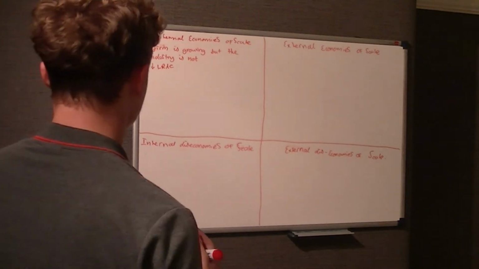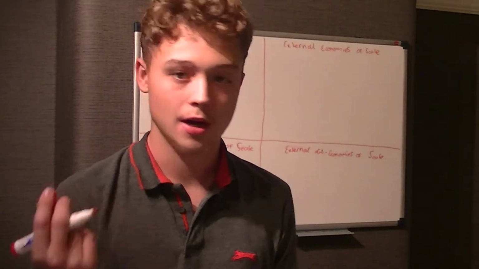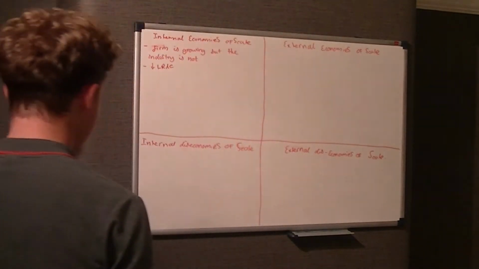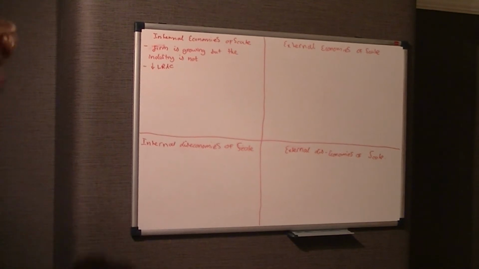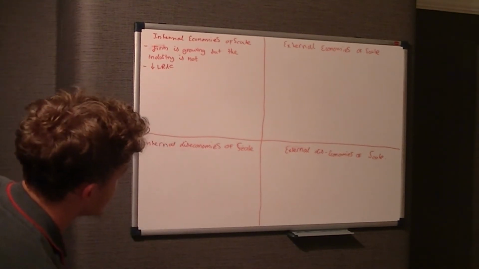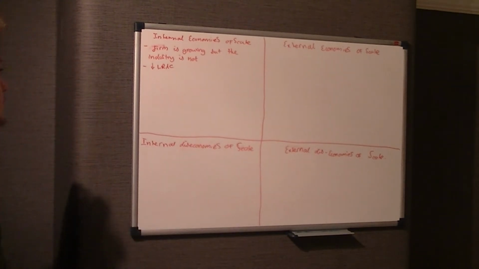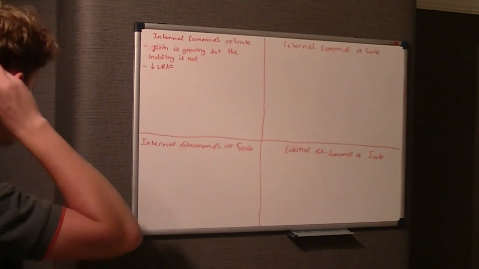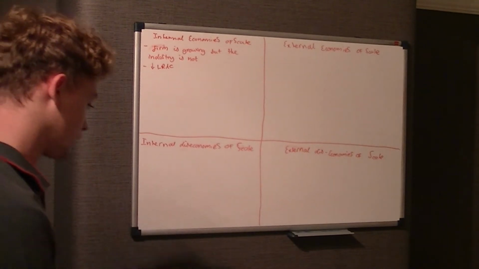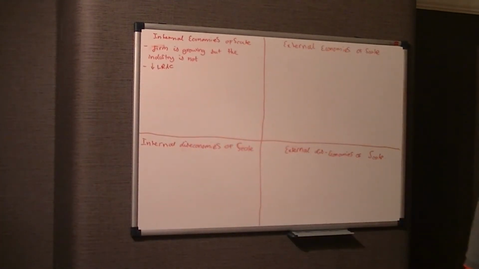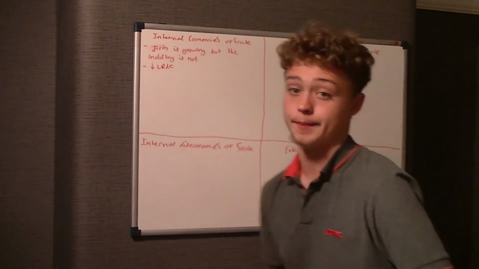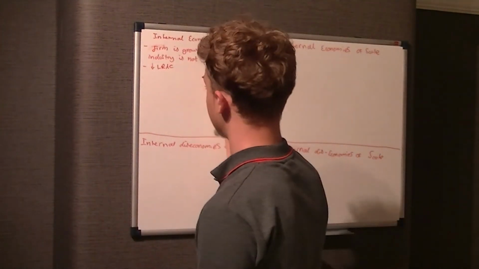It's very good saying the long run average cost decreases, but if we're talking about the curve, what actually happens to the curve? Well, in the internal part, when we're talking about internal economies of scale, then there is a movement along the long run average cost curve.